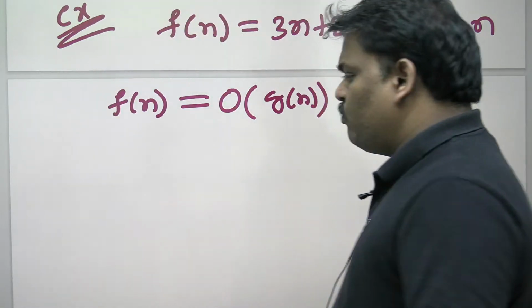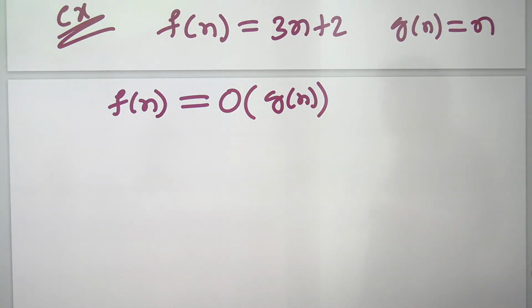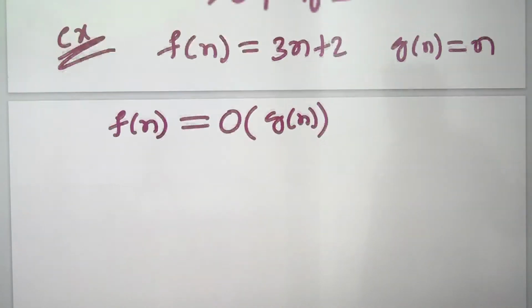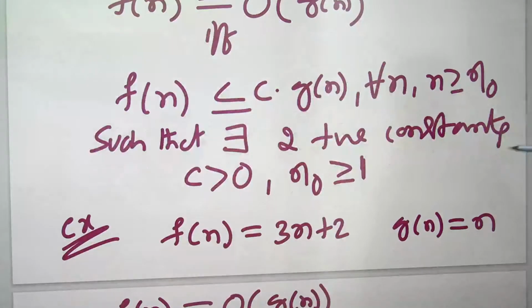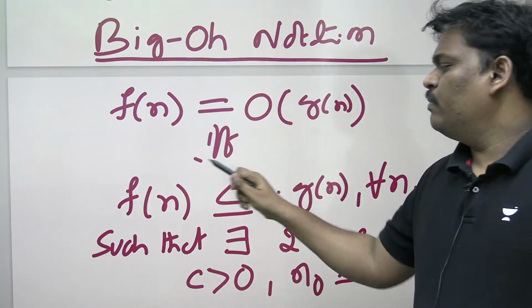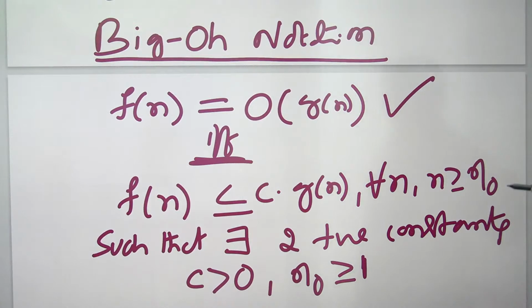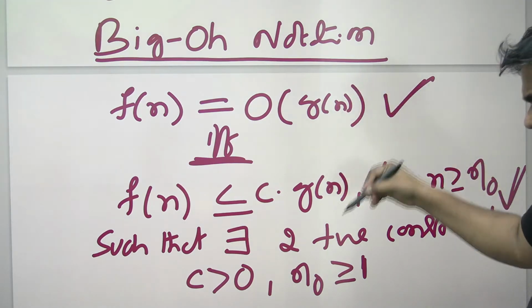F of n is that one. G of n is that. Two functions are given. I want to prove f of n is big O of g of n. If I want to prove this, I have to satisfy this condition. Please see the definition once again. It is if and only if. If you want to say above, you have to satisfy below. If you satisfy below, you can say above.